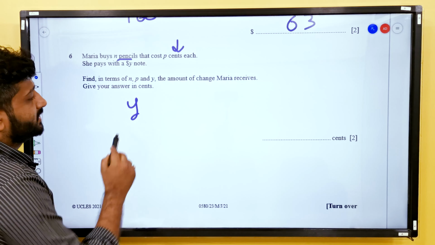And the cost of each pencil is p cents. So if she is buying n pencils, the total cost is going to be np. And the amount she is going to get back is 100y minus np.